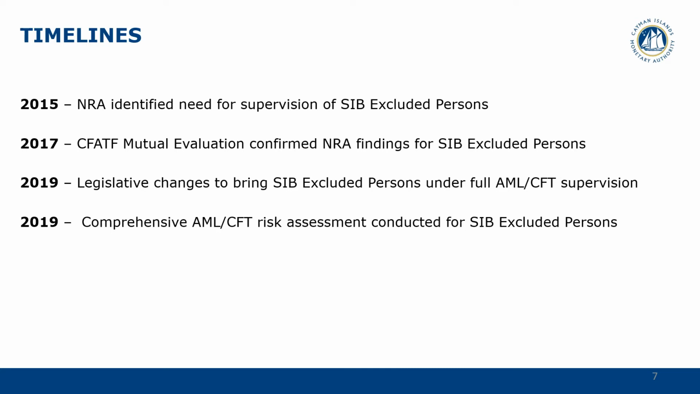So there's been quite a lot of activity connected to SIB excluded persons in the last few years. In 2015, the National Risk Assessment identified the need for supervision of excluded persons. Then in 2017, the CFATF mutual evaluation really confirmed those findings and suggested that yes, indeed, SIB excluded persons needed to be brought into the fold of regulation. So 2019 saw wide-ranging legislative changes to bring SIB excluded persons under full AML/CFT supervision, and it saw the authority also conduct its comprehensive AML/CFT risk assessment for this sector, and that is what this presentation will now focus on.